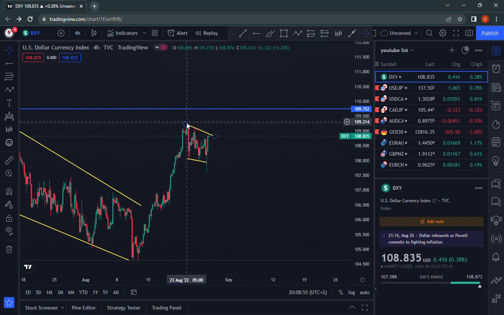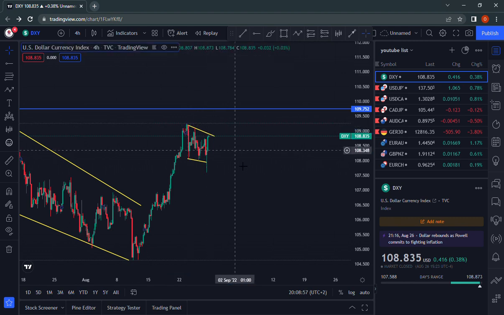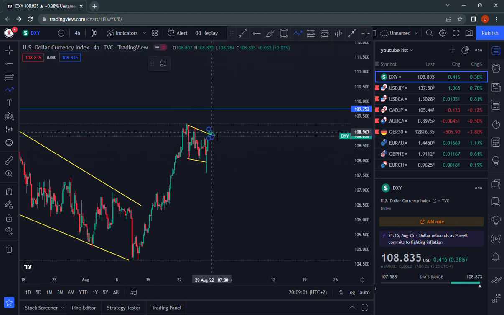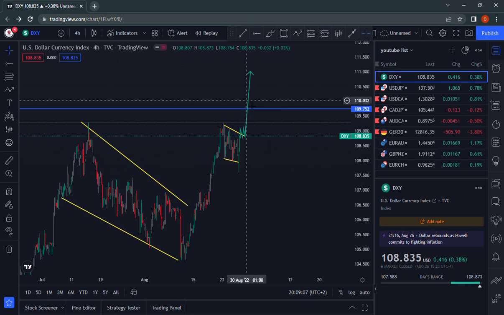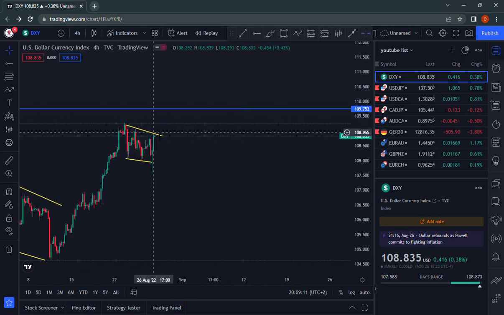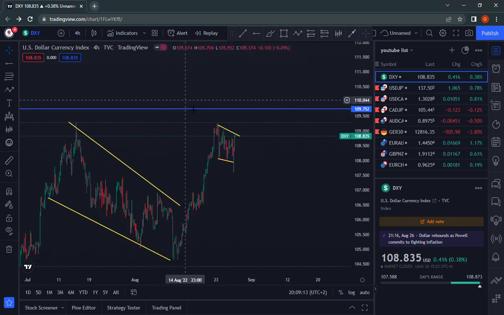You can see that this looks like a nice continuation flag. So what I'll be waiting for is for price to pop out and give me a little correction to say that it's going to continue to the upside, right? When you have price like this, you just wait for it to pop out on the smaller time frame, and then you take it to the upside.